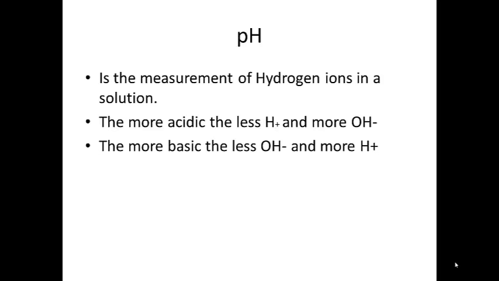pH is the measurement of hydrogen ions in a solution. Okay, so when you're measuring pH, the more acidic something is, the fewer hydrogen ions and more OH, hydroxide ions it has. And the more basic something is, the fewer hydroxide ions and more hydrogen ions it has.